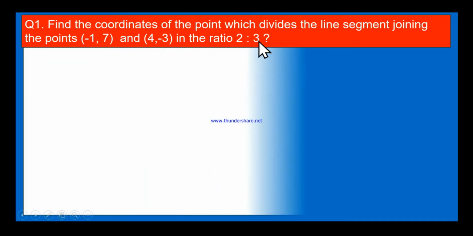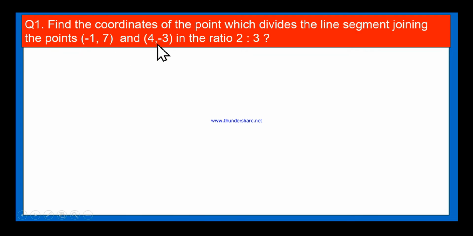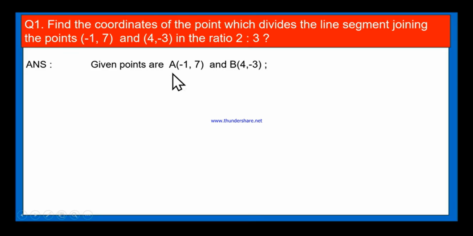Here is the solution. We are given 2 points A and B. The first point is (-1, 7). Let us name this as A (-1, 7). And the second point is B (4, -3). These two are the given points.